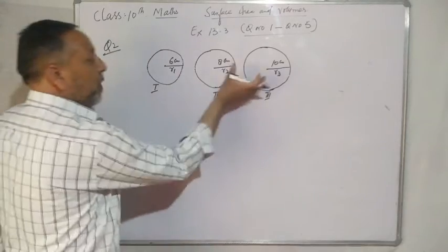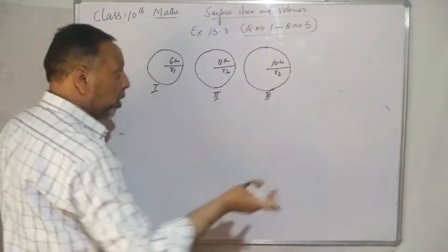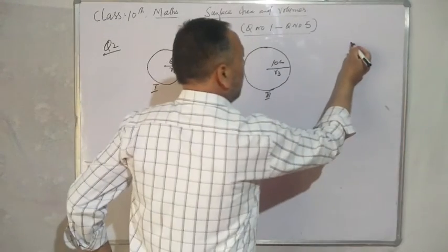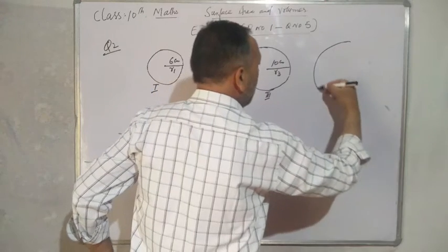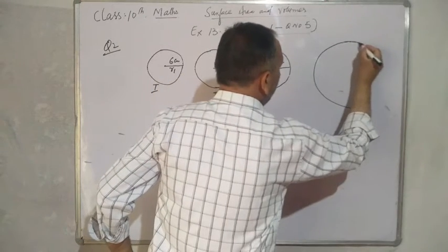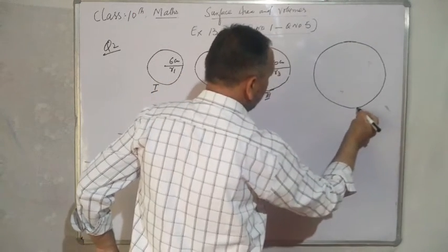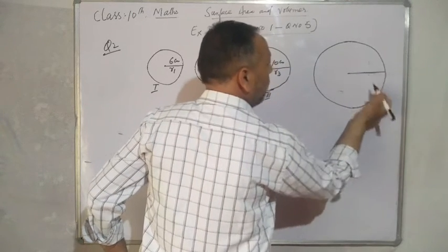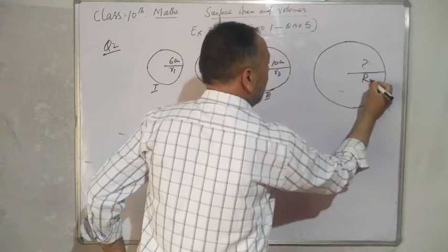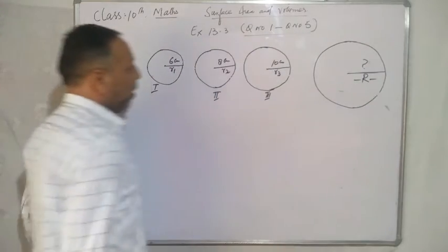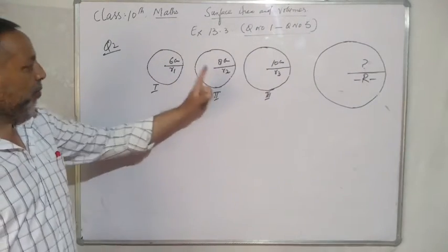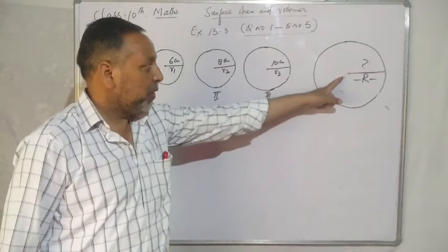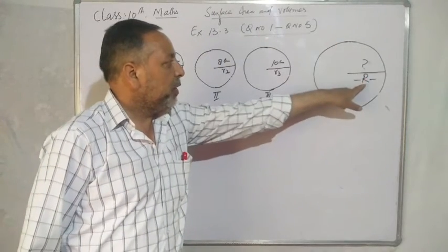These three metallic spheres are melted and drawn into a bigger sphere. बड़ा स्फीयर बनाया गया है, तो इसकी रेडियस क्या है वो बतानी है. We have to find its radius. Let me say its radius is r. So three metallic spheres are melted and drawn into a bigger sphere. We have to find its radius.